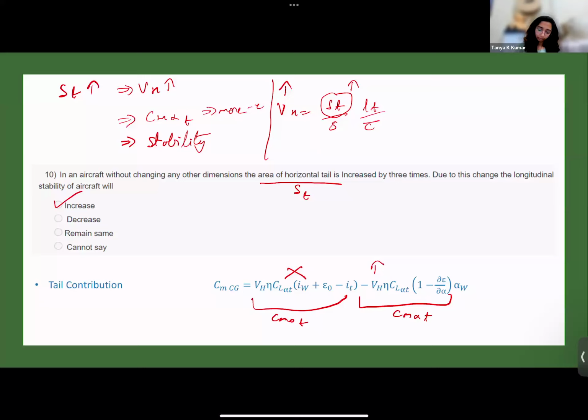Increases, correct. The magnitude of the slope is increased. The slope becomes more negative, and so it is more stable. So whenever you have such questions, just see if those terms feature anywhere in the CM alpha contribution. If it comes in CM naught, stability does not change. If it comes in CM alpha, then you check whether it increases or decreases. Okay, go to the next question.